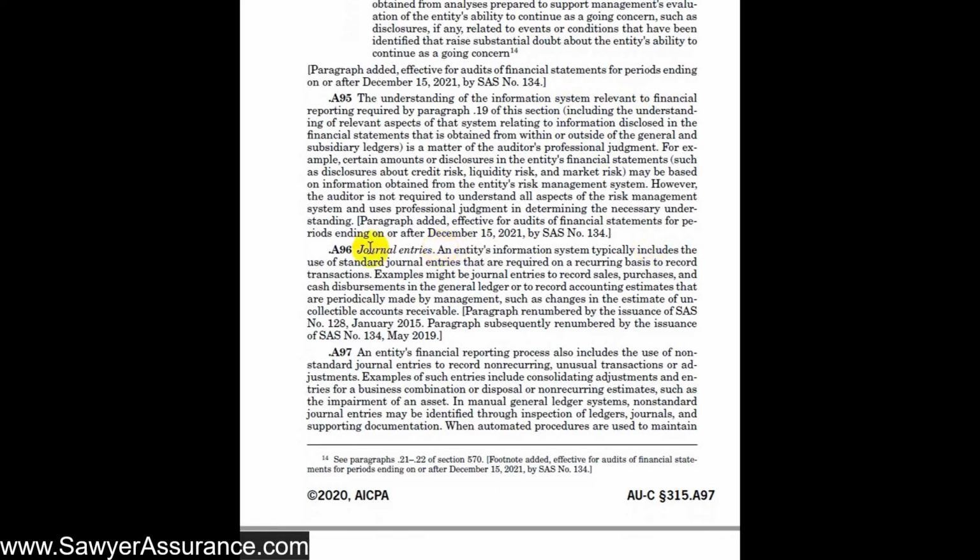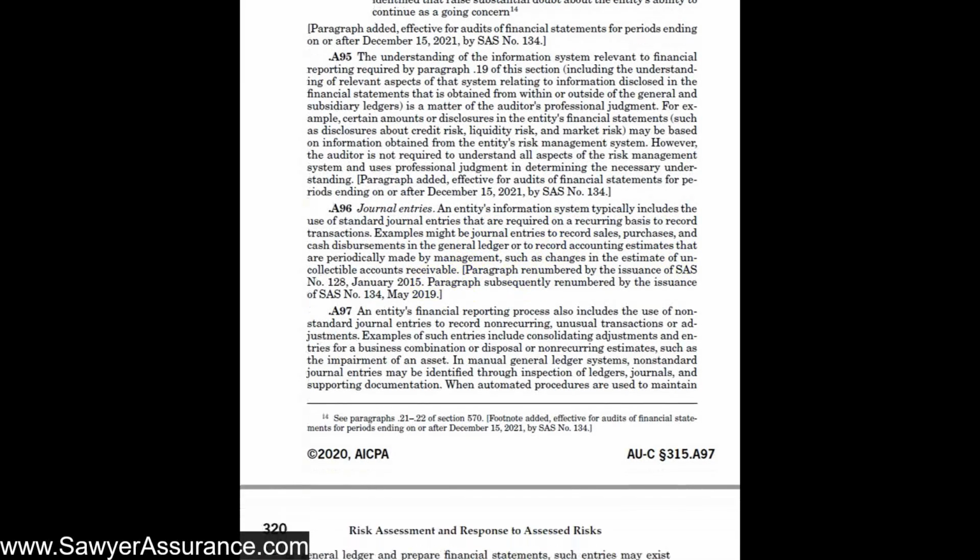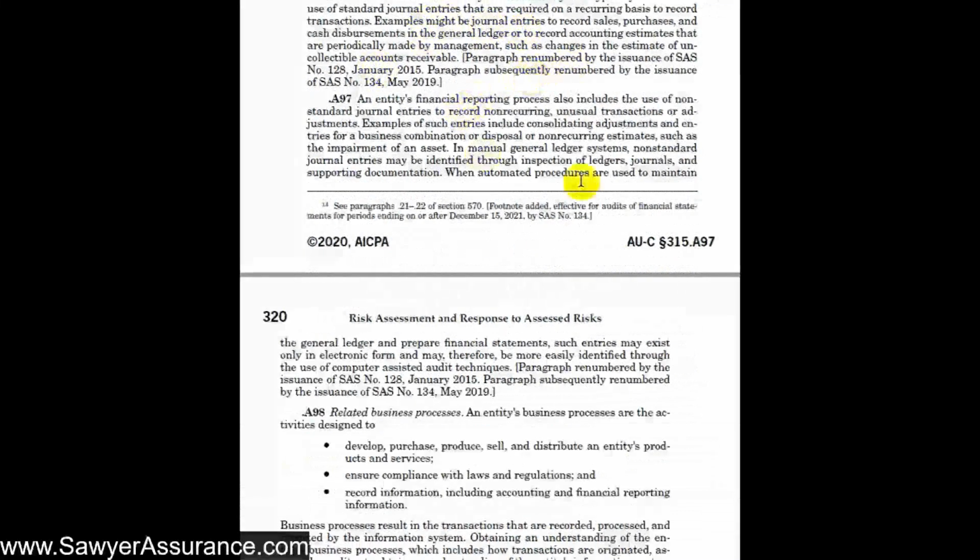Certainly, we would need to understand how journal entries happen as well. For example, if they record a bulk journal entry to record the sales for the month, or purchases, that sort of thing, we would need to understand how they determine those amounts and make sure that they're accurate. Those would be standard journal entries. There might also be non-standard journal entries, which would be ones that are unusual or non-recurring, and we would need to understand how they determine those amounts and whenever they arise.